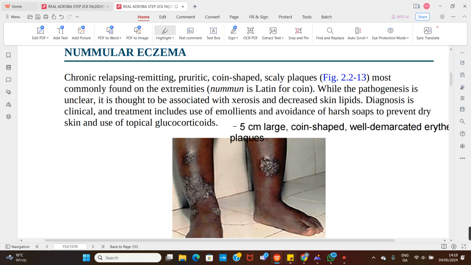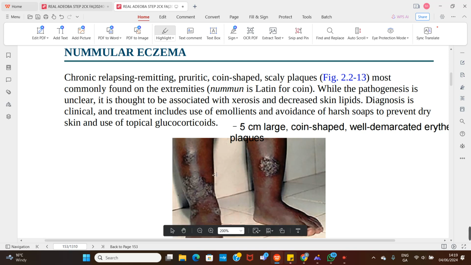So the reason why we are calling it nummular is because it has all these three things we have said: the dry, the scaly plaques, which are pruritic, right? The dryness, the scaliness, and the pruritic nature, and it is now having a characteristic shape, which is coin shaped. So that's why I call it nummular eczema. So dry, pruritic, scaly lesions, plaques that are coin shaped, usually on the extremities, is nummular eczema.